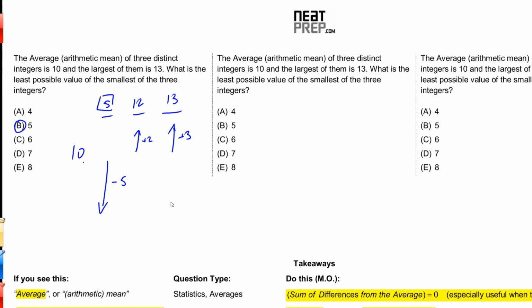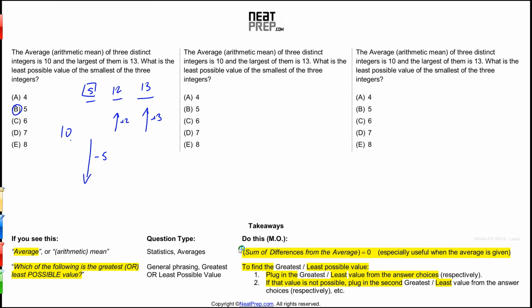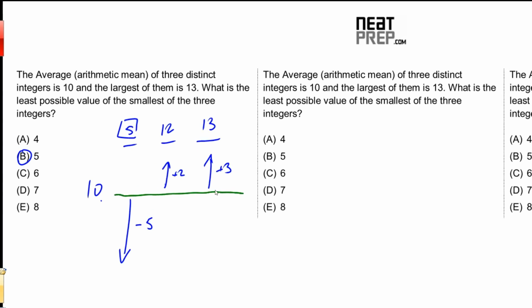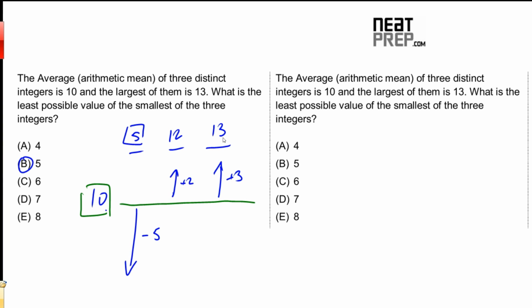Slightly slower, remember that the sum of differences from the average is always 0. This is especially useful when the average is given, as was the case here. If we indicate an average of 10, then we can see that 13 adds 3 to it. Since we wish to find the least possible value of the smallest of the three integers, we need to increase the middle integer as much as possible. The 13 is fixed and cannot be altered.